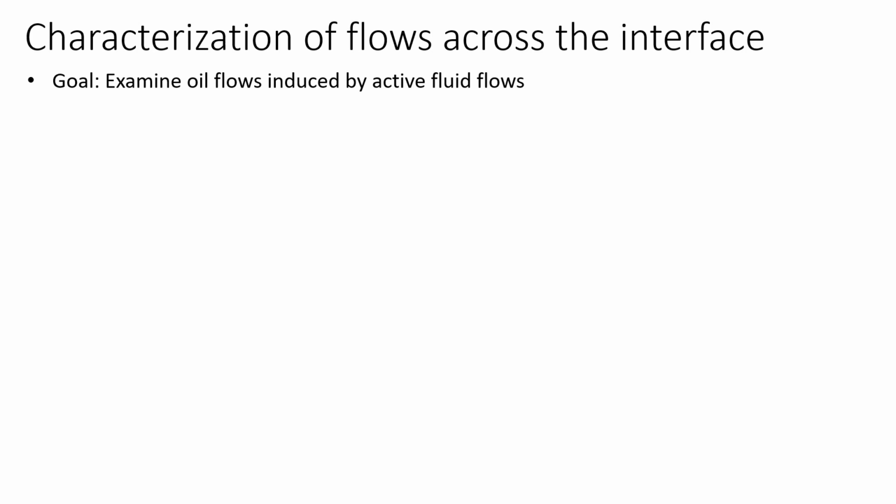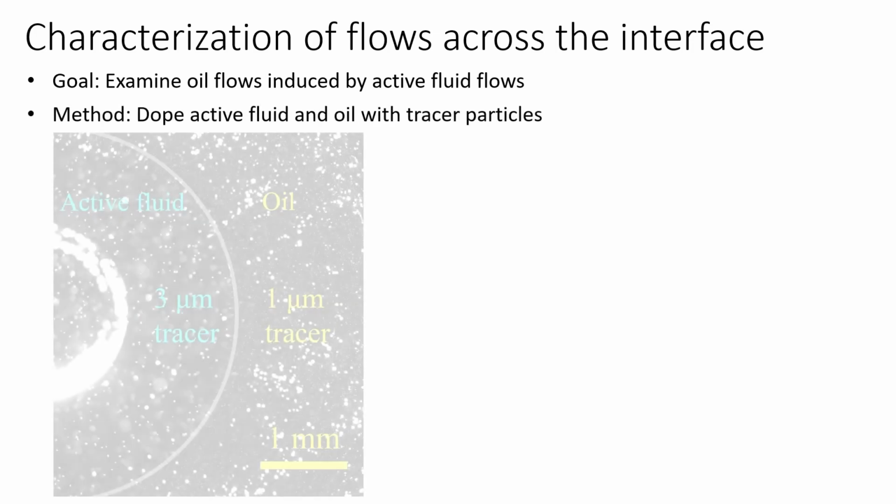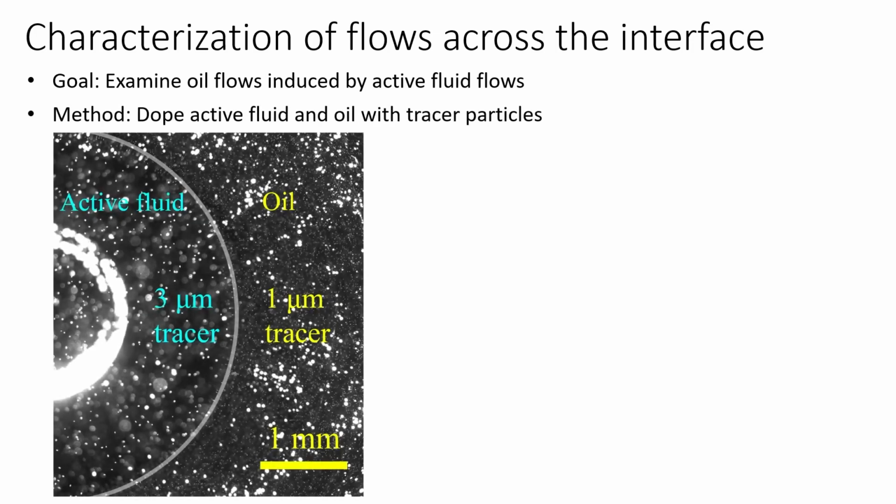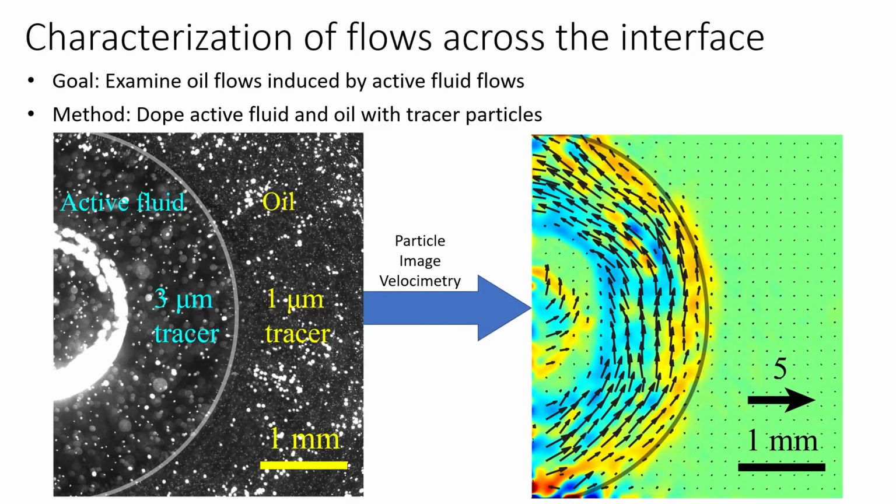As such, we designed another set of experiments for testing the hypothesis. Our goal is to examine existence of oil flows. To detect the oil flow, we dope the oil with 1 micrometer size tracers, smaller than the 3 micrometer size tracers doped in active fluid. Then we monitor the tracers in active fluid and oil and use the particle image velocimetry algorithm to extract the flow velocities and plot the time-averaged flow field.